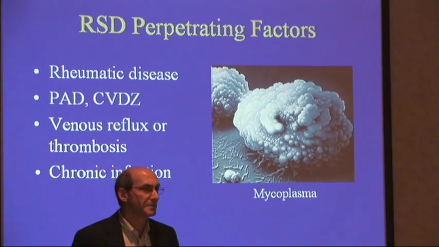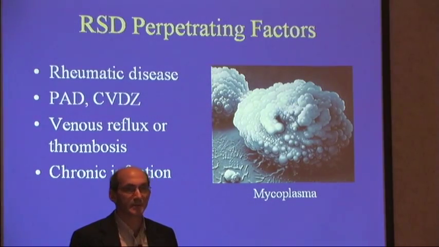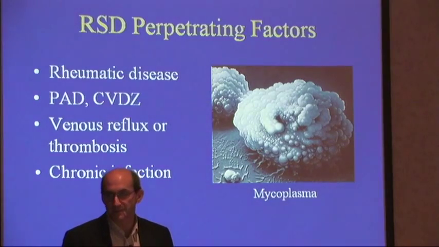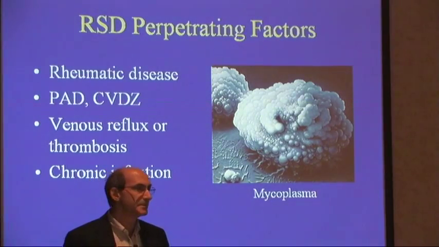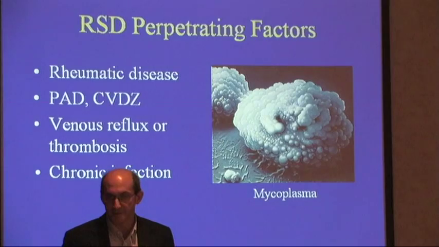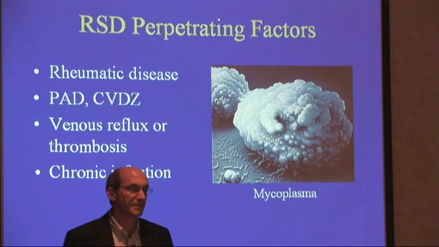Do they have forme fruste lupus? Do they have lupus? Do they carry low-level ANAs? Do they have low levels of rheumatoid? Do they have peripheral arterial disease or cardiovascular disease? How about venous reflux or thrombosis?